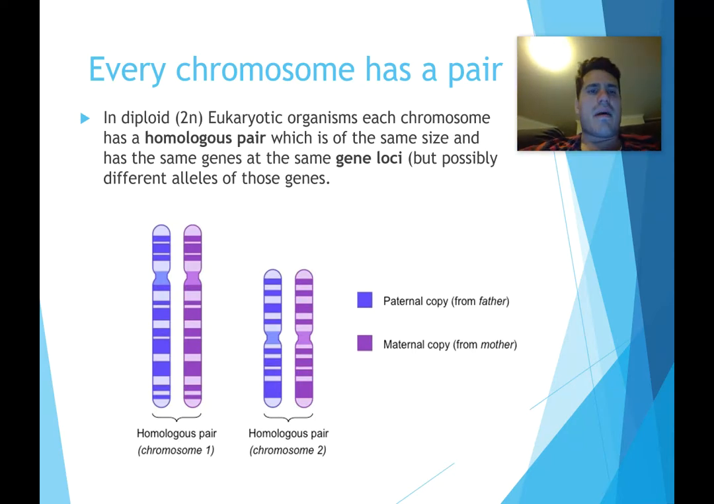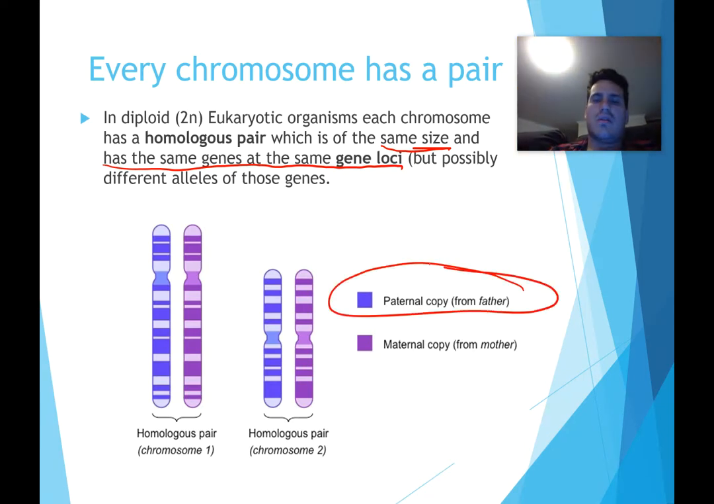So just like we've been talking about, every chromosome has a pair. In a diploid 2N eukaryotic organism, each chromosome has that homologous pair. The definition of a homologous pair is that it's the same size and it has the same genes at the same gene loci. But remember, possibly different alleles to those genes. And we call each homologous pair the paternal and the maternal copy. That just means paternal means from the dad, maternal means from your mum. So here's homologous pair chromosome 1 and homologous pair chromosome 2.